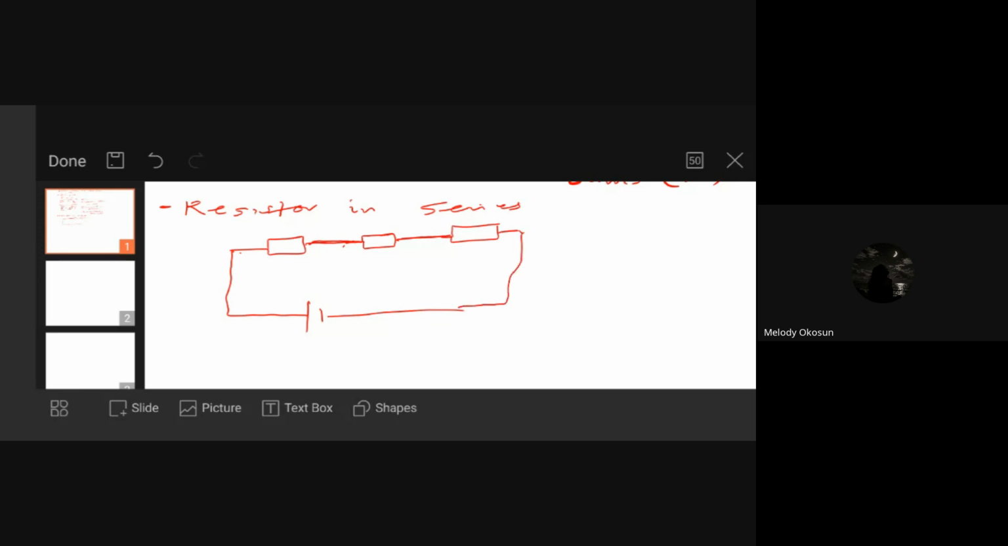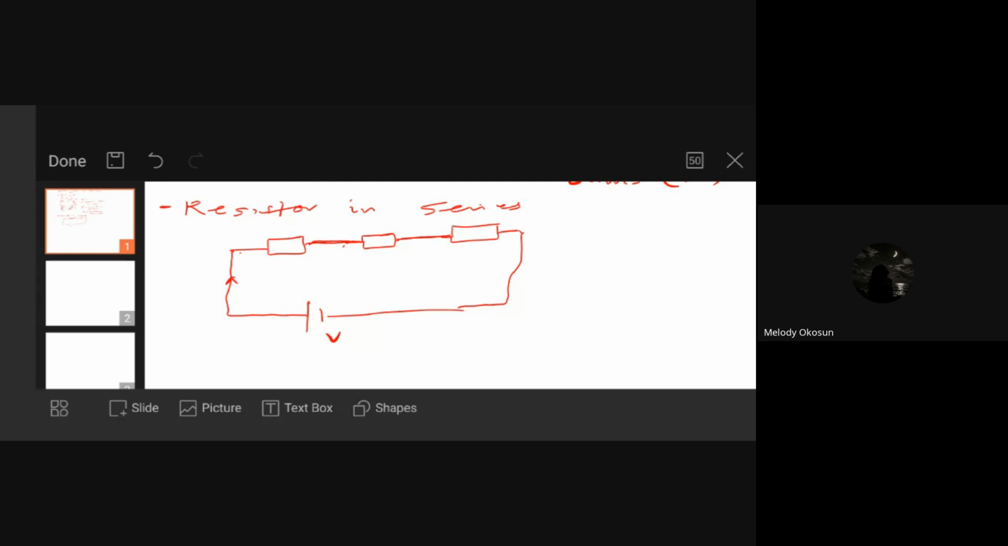If I connect this resistor to a battery, this battery has a potential difference, an EMF in volts, which determines the potential difference. Current is going to be flowing through the circuit in this direction. You see that? So this symbol here, this is what I mean by resistors connected in series.